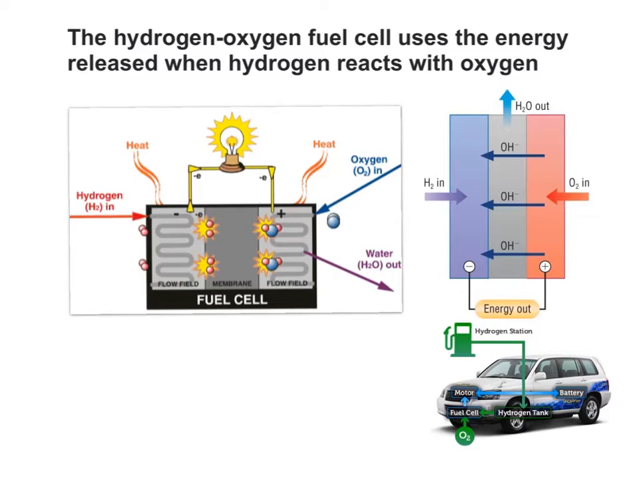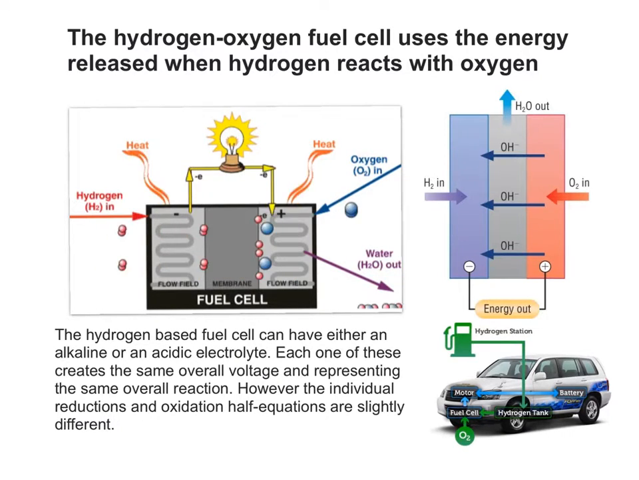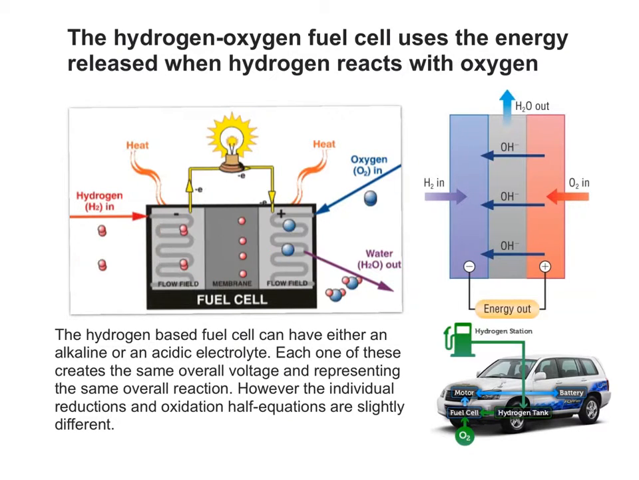As you'd expect, this is an electrochemical system, and it's got its own set of redox equations, a reduction equation and an oxidation equation. So this type of fuel cell can have either an alkaline or an acidic electrolyte. The diagram on the top right of the screen actually shows an alkaline electrolyte. It doesn't really matter which type of electrolyte you've got, you end up having the same overall reaction. However, the individual reduction and oxidation half equations are slightly different to each other. So we need to be aware of these and have a look at these next.